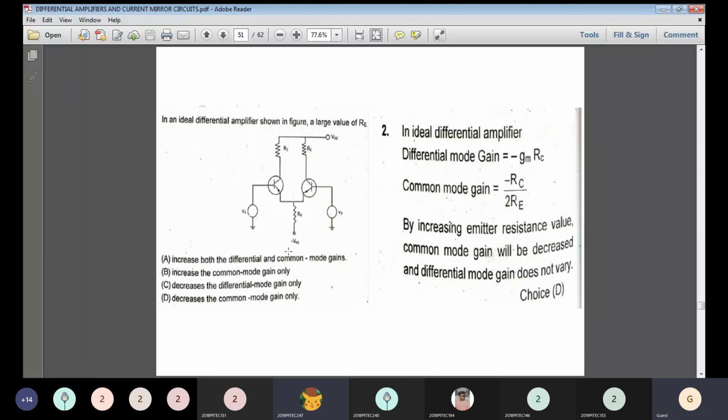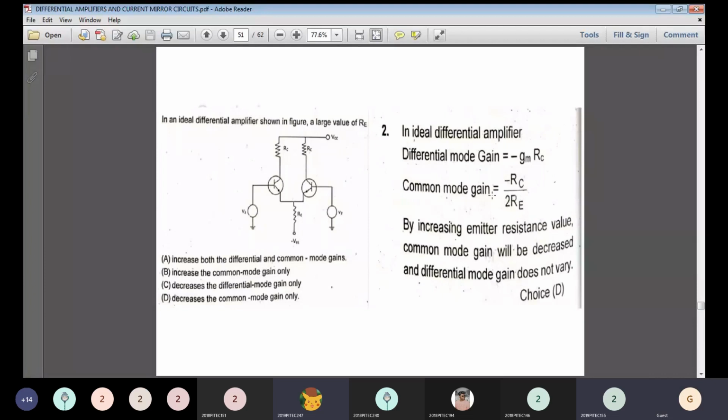Increase both the differential and common mode gain. Increase the common mode gain alone. Decrease the differential mode gain alone. And decrease the common mode gain alone. So with a general ideal differential amplifier, for the differential mode gain, the standard equation we already discussed is minus gm Rc, and the common mode gain is minus Rc divided by 2Re. From this itself, we can easily judge that by increasing the emitter resistance value, the common mode gain will decrease.